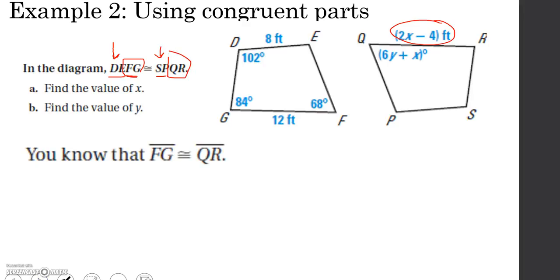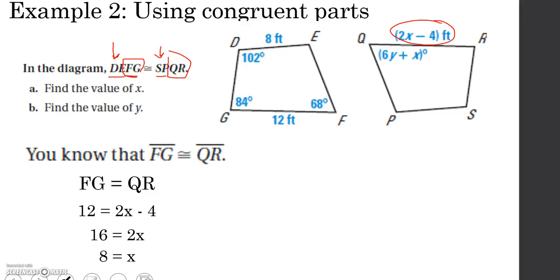So that's the first thing you want to do: identify what pieces are equal to each other. They're congruent, so we know that their lengths are equal. If I substitute everything in, FG is length 12, and I know that QR is represented by the expression 2x minus 4. I can add 4 to both sides, and I can divide by 2. So I know that the value of X is 8.